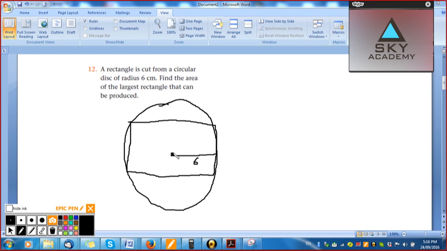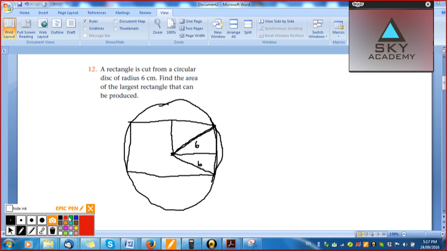Now, what would that length be? 6. Yep. That length would also be 6. That length would be? No, it won't be 6. And that length will also be something that's unknown. But it's all from the same radius. Because the circle's going to go like this, what we've got to find is the length and the width of this rectangle. Does that make sense?